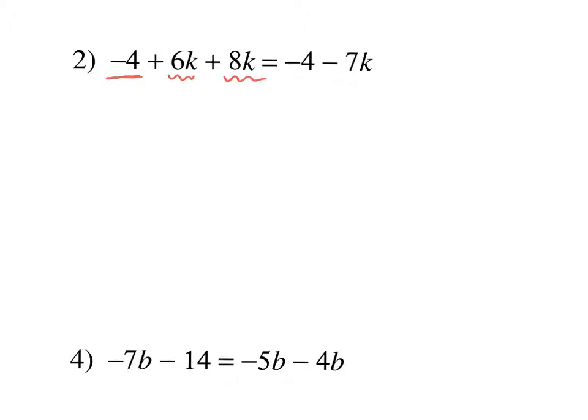So I'm just going to carry down my -4 plus, and then I'm going to add 6K plus 8K. That's 14Ks altogether. Equal to, and then I look at the right-hand side and combine like terms. Well, on that side, I just have numbers and Ks again, but there's just 2 terms, so there's nothing to combine, so I carry that down again.